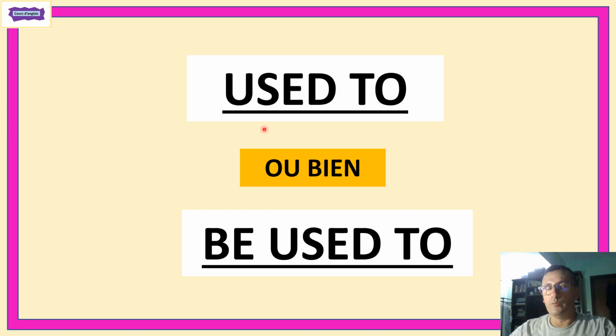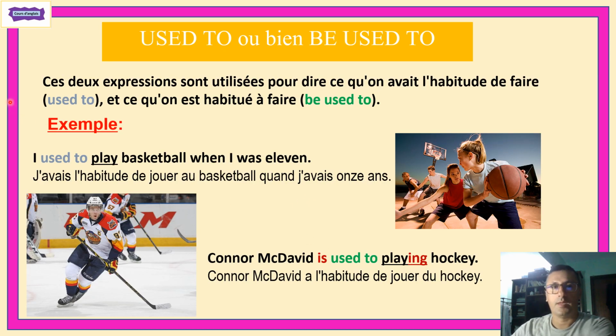Alors, maintenant, nous allons voir quand utiliser used to et be used to. Ces deux expressions sont utilisées pour dire ce qu'on avait l'habitude de faire, used to, et ce qu'on est habitué à faire, be used to. Exemple, I used to play basketball when I was 11. J'avais l'habitude de jouer au basketball quand j'avais 11 ans.